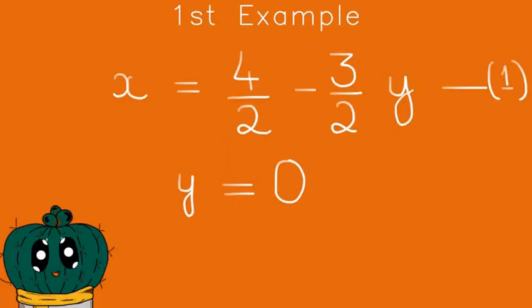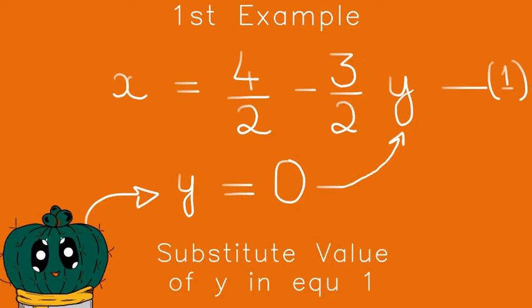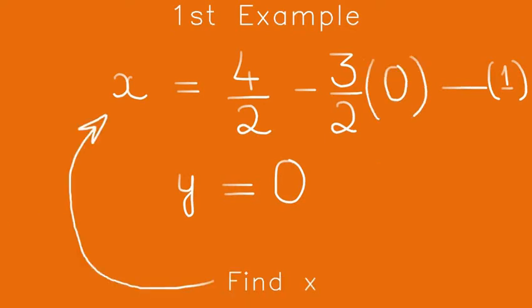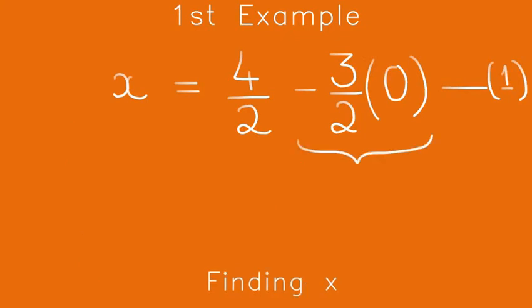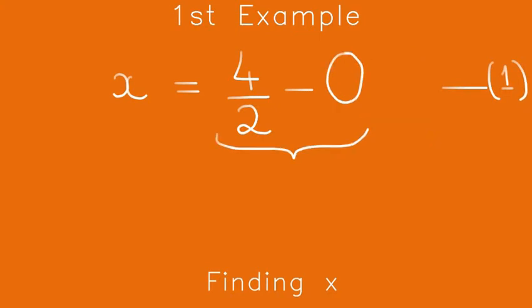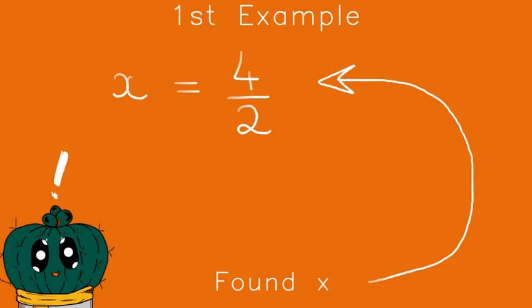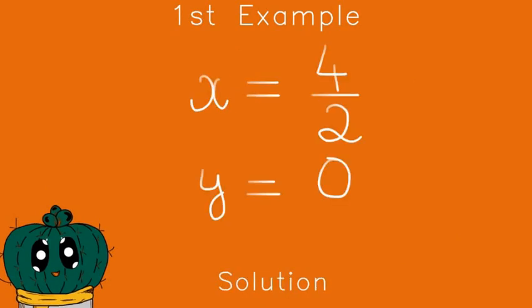But we don't actually know the value of x yet. So we put the value of y into the first equation. We get negative 3 by 2 times 0, which is just equal to 0, so this just evaporates. Then 4 by 2 negative 0 is again just 4 by 2. We have found our solution.